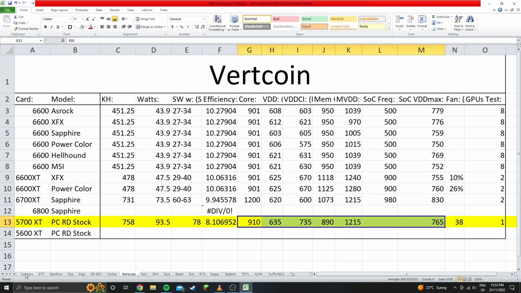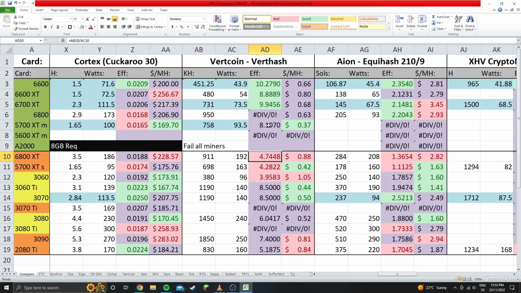If we compare that to other GPUs on VertHash, you can see it's about mid-range. The rest of the 6000 series is like 9 or 10 kilohash per watt, but the 3000 series is around 7 or 8 kilohash per watt. So we're about in line with the efficiency of the 3000 series, but not as efficient as the 6000 series.